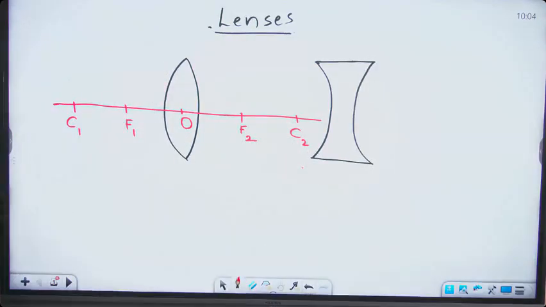If you remember, in the concave mirror we wrote only one F and only one C: one focal point and one center of curvature, so only one radius of curvature and one focal length. But in this case we have two focal points, F1 and F2, and two centers of curvature, C1 and C2. Why are there two focal points and two centers of curvature? Because we are making out this lens from two spherical surfaces, it has two focal points and two centers of curvature. That is one particular thing.